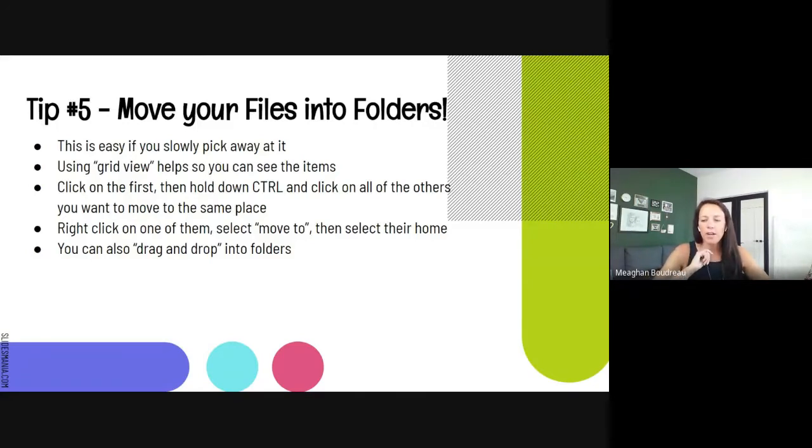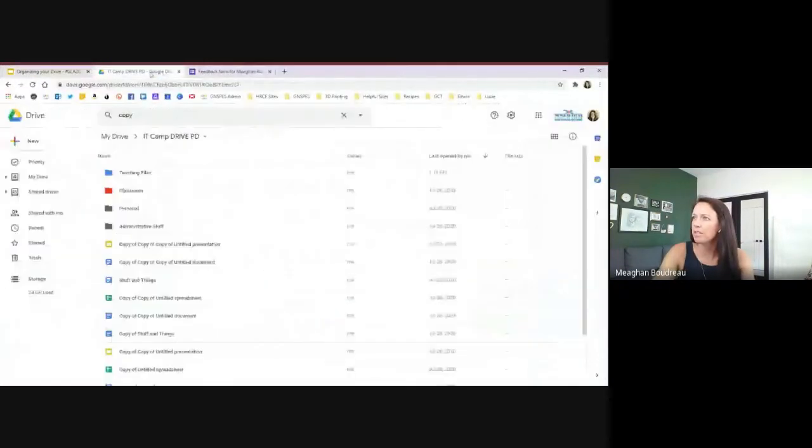It's a nice chance for you to go through and actually see what you have in your drive, find things that maybe are relevant and you forgot you had them, or maybe irrelevant and you can delete them. But it's easy if you slowly pick away at it. Grid view also helps so that you can see the items as you're moving them. So I'm going to show you how you can do this.